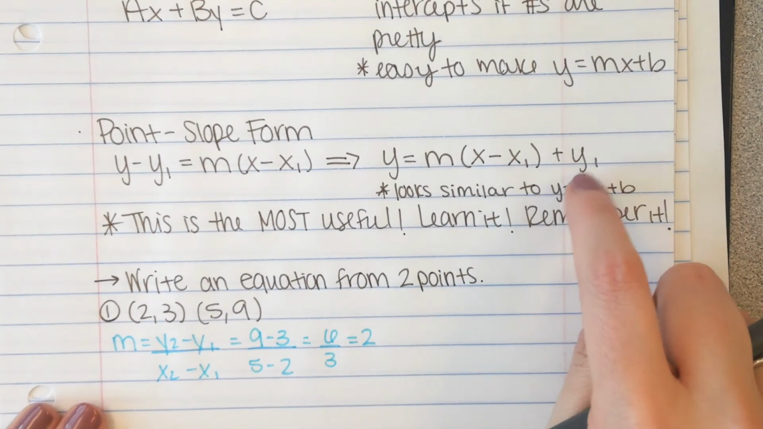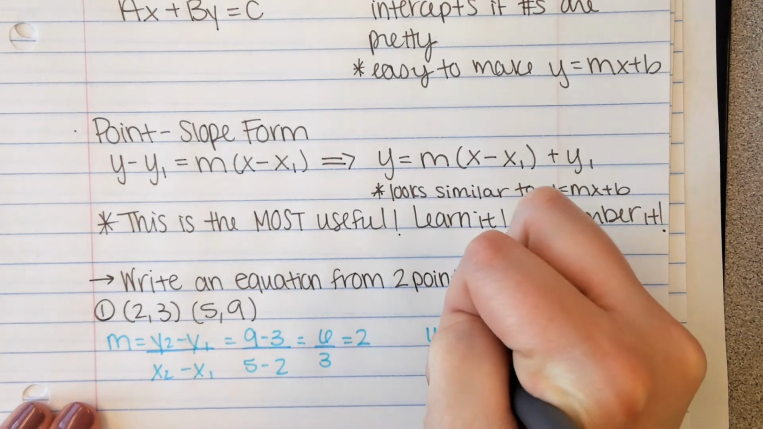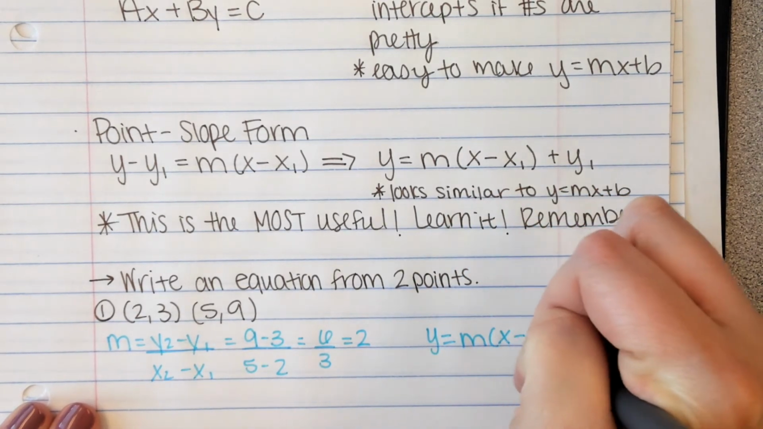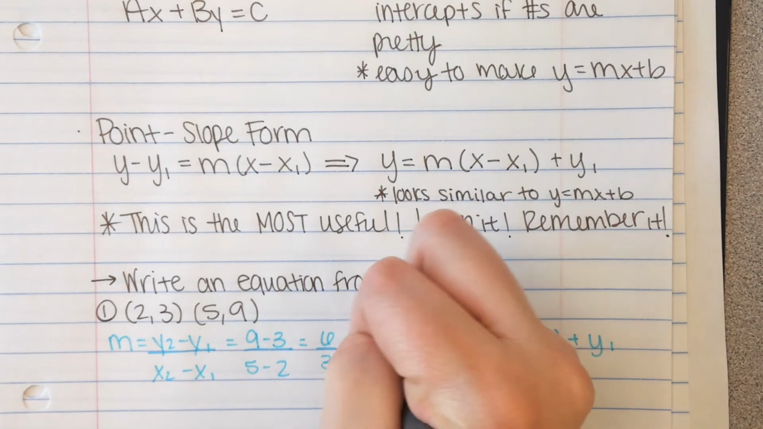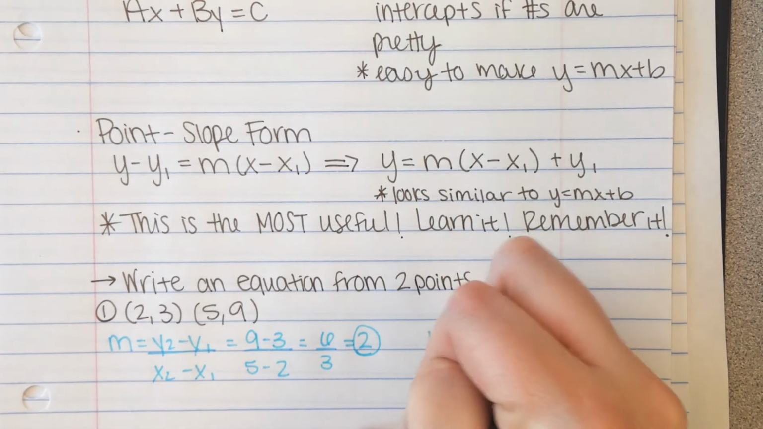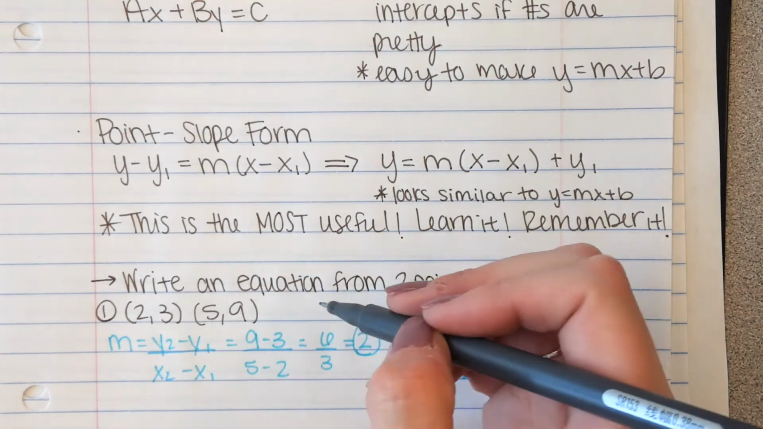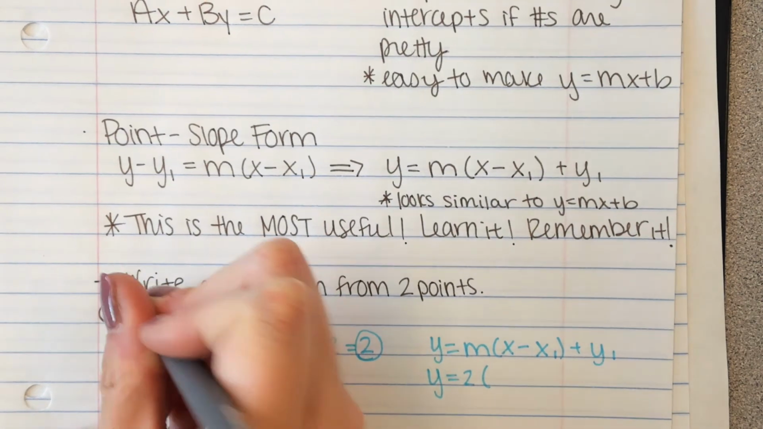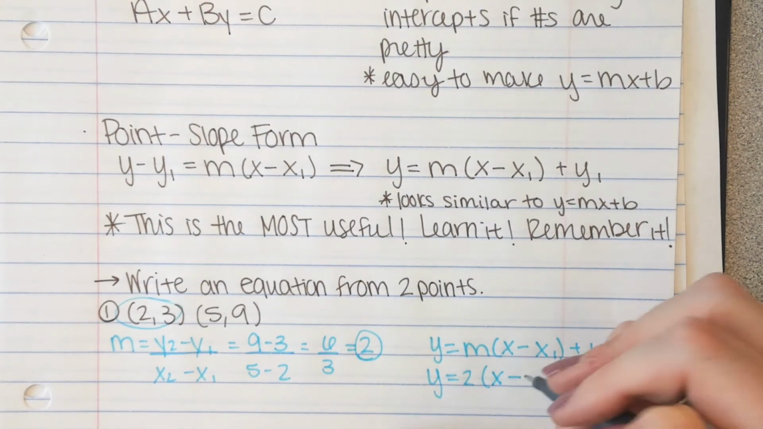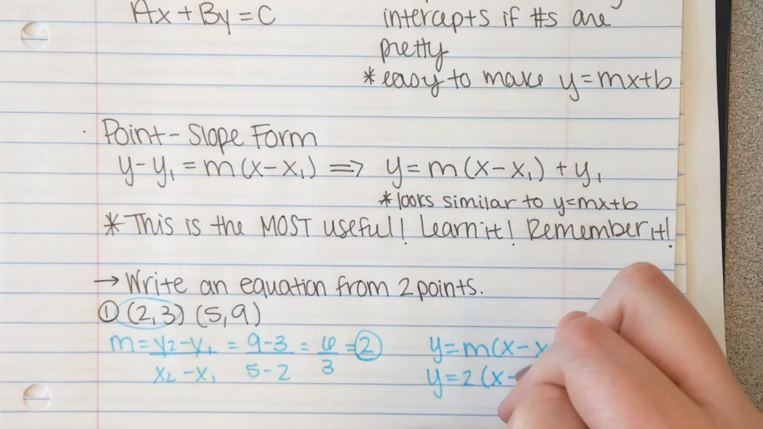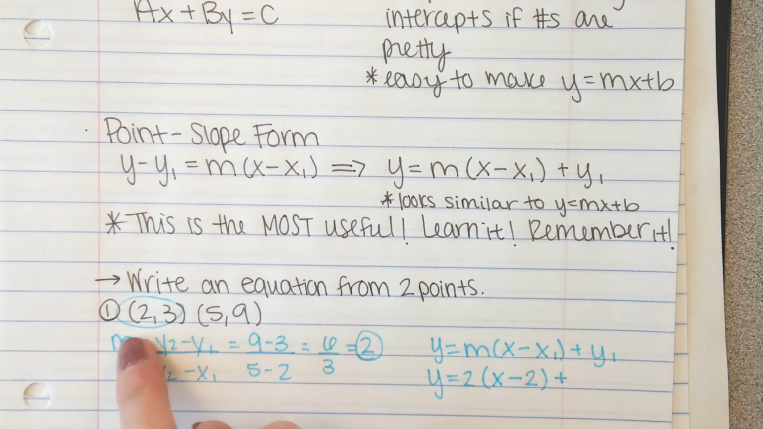So now I'm going to use this point-slope form. So y equals m times the quantity x minus x1 plus y1. So I know my slope is 2, so y equals 2. Now, choose a point. It doesn't matter which one you use. Either one. I'm going to use the one with smaller numbers just because I like it. So I'm going to leave x in there and minus x1. So my x1 is 2. Okay? And then plus, what's the y that goes with the 2?